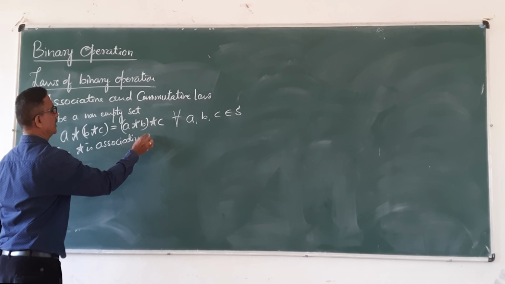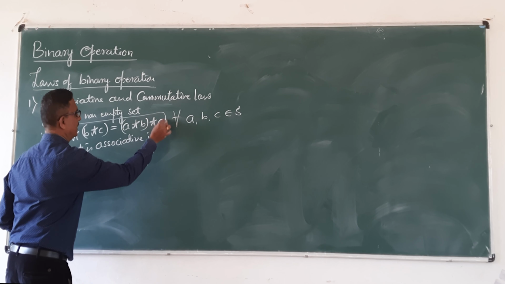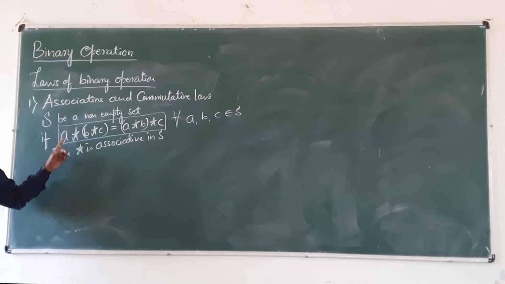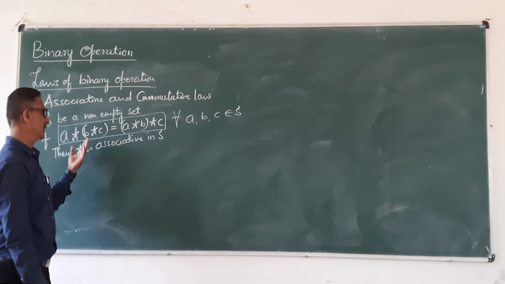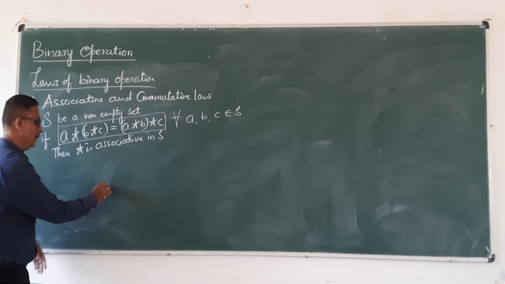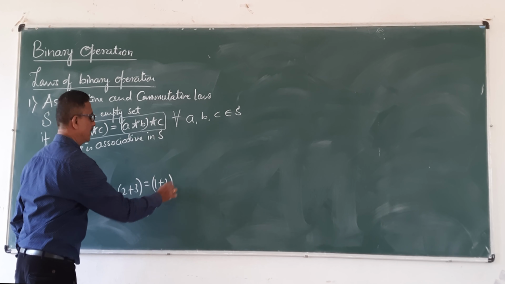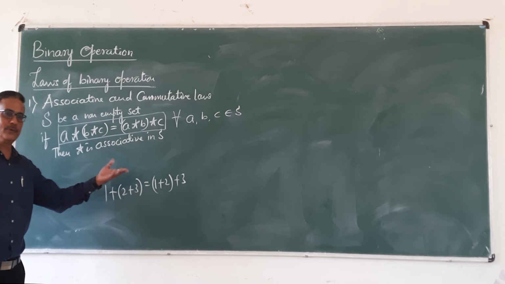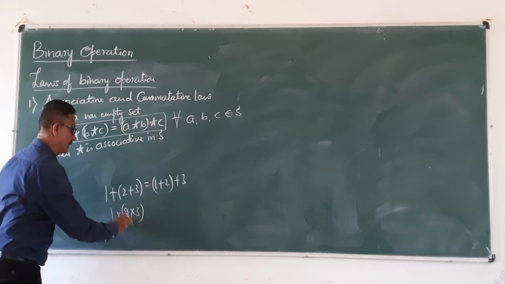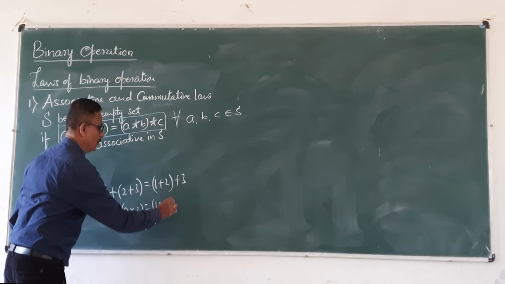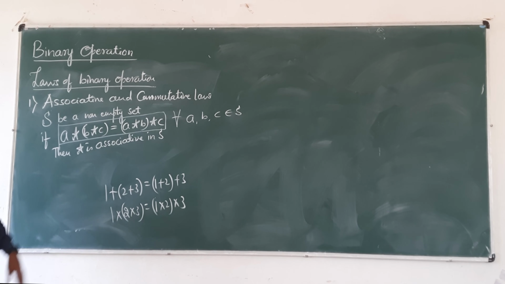This is the definition of associative. If this condition is satisfied, what is that? In general, A star (B star C) is equal to (A star B) star C. For example, instead of star, take addition. 1 plus (2 plus 3) is same as (1 plus 2) plus 3. Are they equal or not? Yes. Similarly, 1 into (2 into 3) is same as (1 into 2) into 3. Only addition and multiplication are satisfied in associative property.